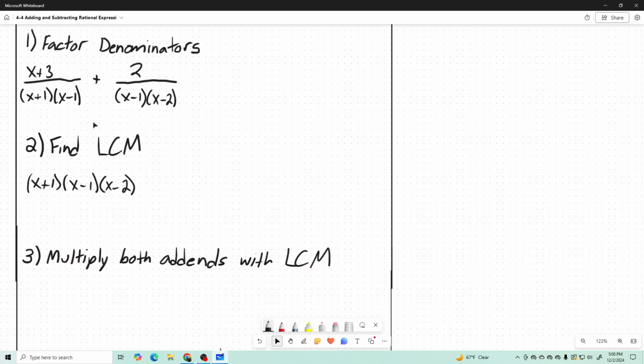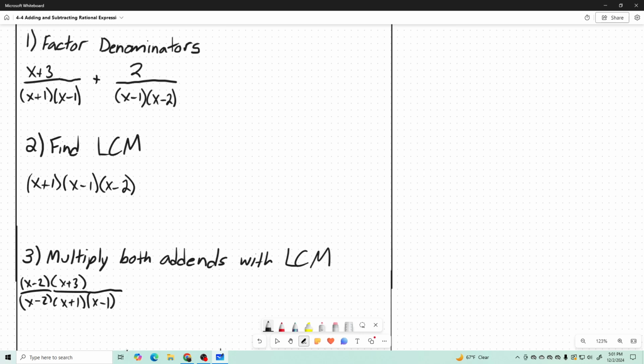So if I look at this first rational expression, I have an x plus 3, and I have an x plus 1, x minus 1. Well, if I look at my LCM, I need an x plus 1, an x minus 1, and an x minus 2. So just like before, I'm going to multiply the top and bottom by the piece that I'm missing. So for step 3 here, I'm going to take x minus 2 over x minus 2, and I'm going to multiply that by x plus 3 over x plus 1, x minus 1. And all of these pieces are just being multiplied together.